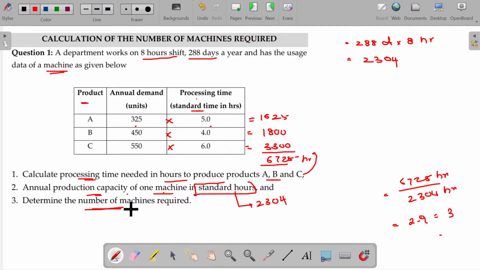Determine the number of machines required. 3 machines. I think the sum is very simple, right? You no need to ask me. In the examination also, some questions will be similar, where by using logic itself you can solve.